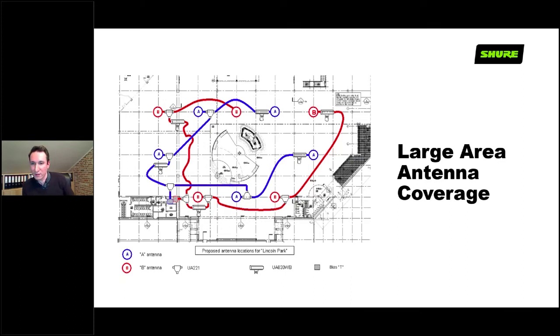So that's just to say they don't necessarily have to be in a room. If you want to get coverage over a large scale area, this is what a floor plan could look like, trying to protect the diversity in as many positions as possible.